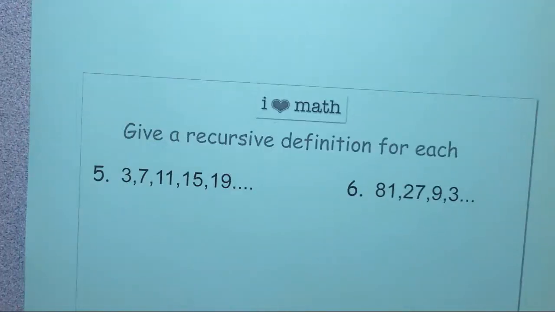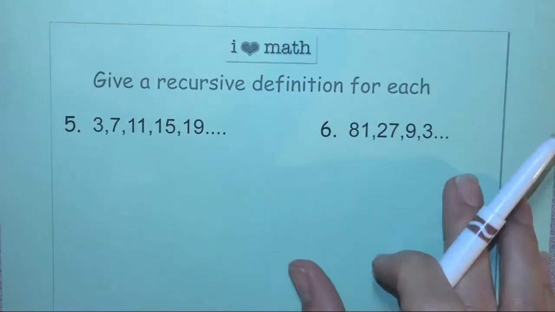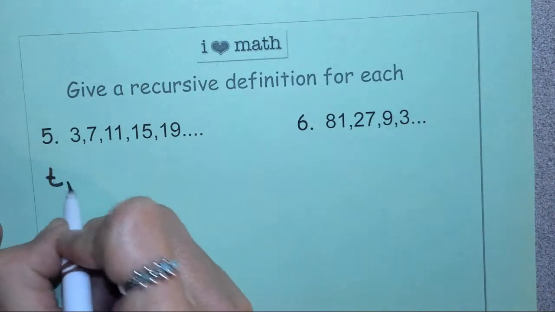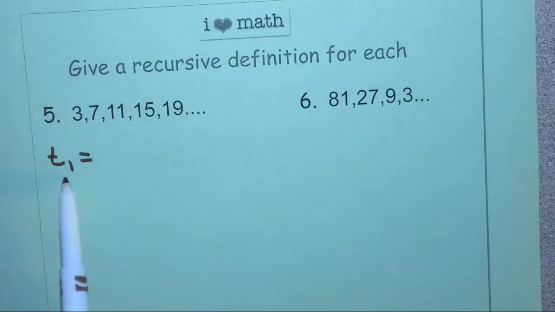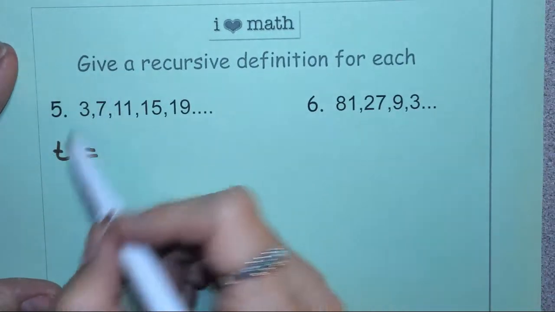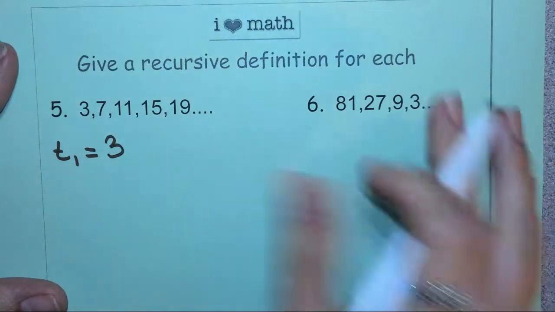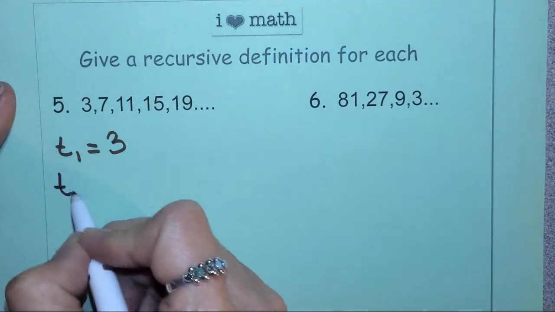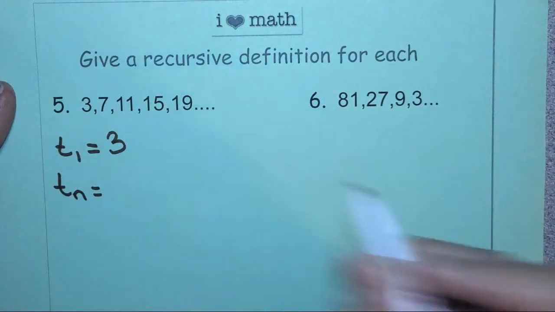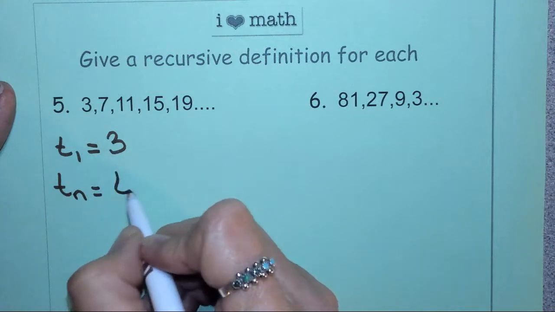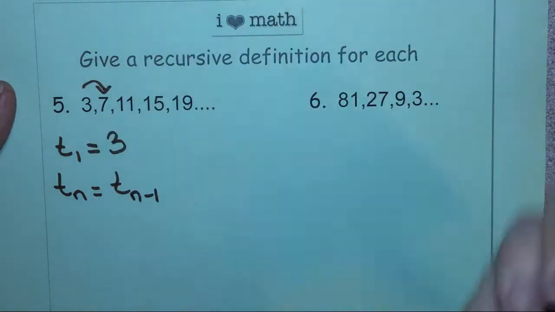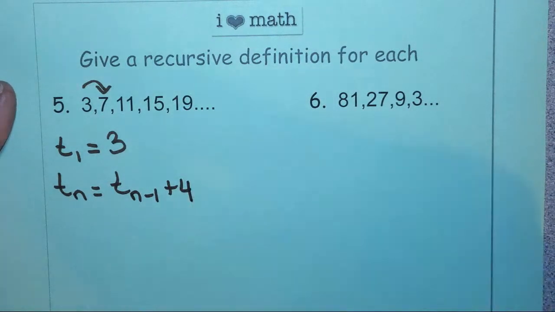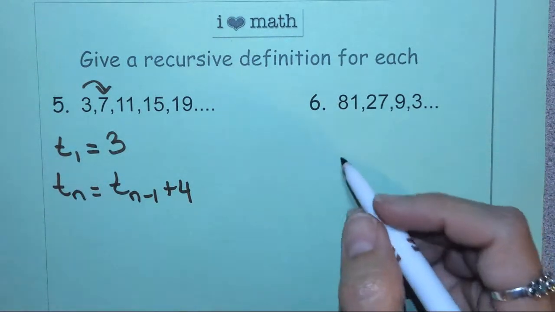The last thing that we did was we went the opposite way. This time I gave you the sequence, and you were supposed to give me the recursive definition. Remember, it has 2 parts. The first thing we're going to always write down is where we started. So T1 is equal to 3. Then we're going to write down the definition for any term. To find any term, I take the previous term. So what did I do to the 3 to get to 7? Oh, I added 4. Done.